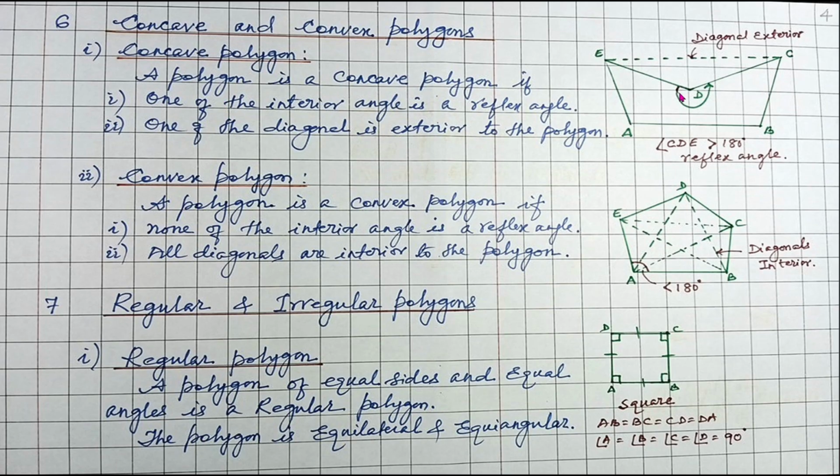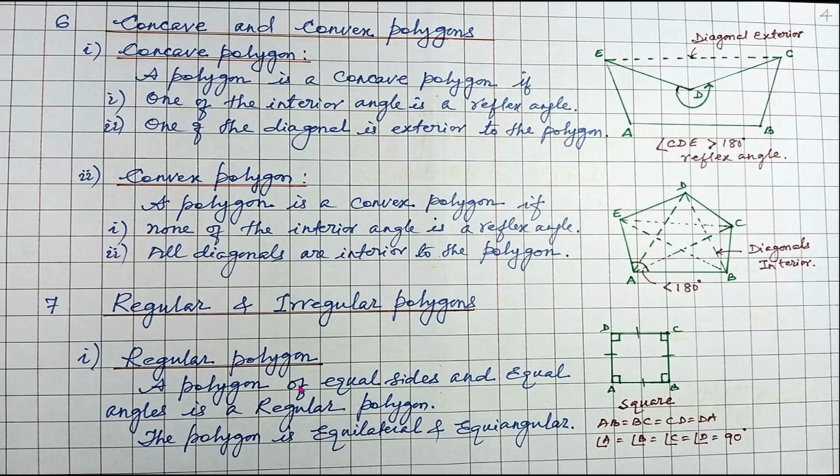Now, concave and convex polygons. A polygon is a concave polygon if one of the interior angles is a reflex angle, or the diagonals exist outside the polygon, that is, exterior to the polygon. Such a polygon is called a concave polygon. Therefore, a polygon is a concave polygon if one of the interior angles is a reflex angle, more than 180 degrees, and one of the diagonals is exterior to the polygon, outside the polygon. Remember that. Now, a convex polygon means a polygon in which none of the interior angles are reflex angles, and all the diagonals are interior to the polygon. If you look here, angles A, B, C, D, E are all non-reflex angles, and also all the diagonals lie inside the polygon.